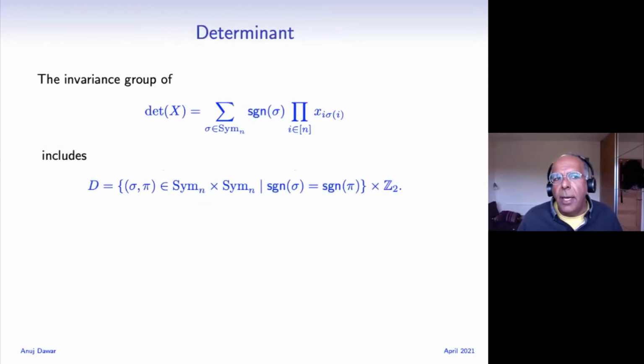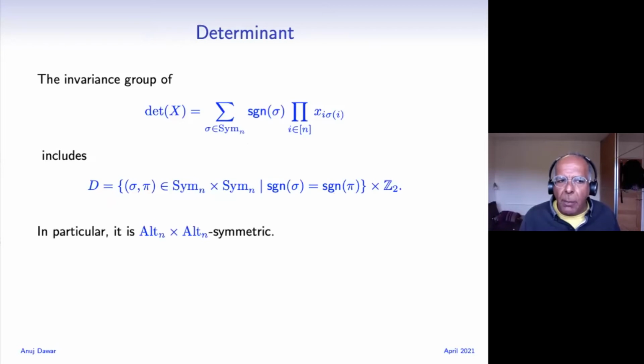What is the symmetry group of the determinant? Well, it's fairly rich. You can apply any pair of permutations, sigma to the rows and pi to the columns, as long as they have the same sign. And you can also transpose the matrix. Okay, so this I call the symmetry group of the determinant. I call it D. So the determinant is D-symmetric for this group D with its natural action on the matrix.